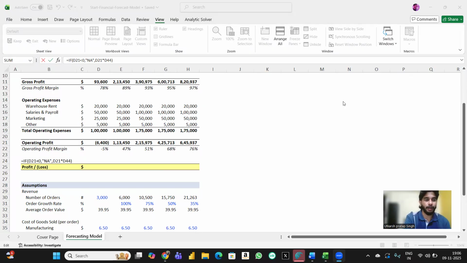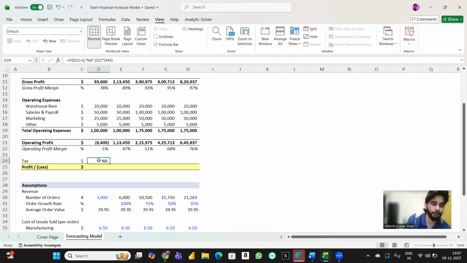Now for the taxation, we are going to put in an IF function. If the operating profit is less than zero, we assume the taxation would be NA, not applicable. And if the operating profit is greater than zero, then the taxation would be charged at the rate of 20%. This is the function for that. We're going to press enter.